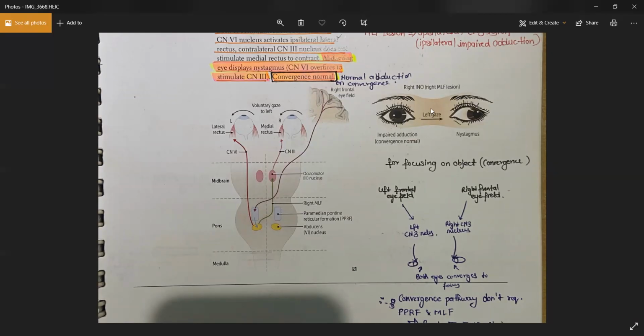Yes. Could you repeat, please? See, in case of convergence, the frontal eye field will directly activate the third nerve, without the need of this MLF or the PPRF. In that case, because I do not require the MLF, the convergence will be normal, but I get a defective gaze only.